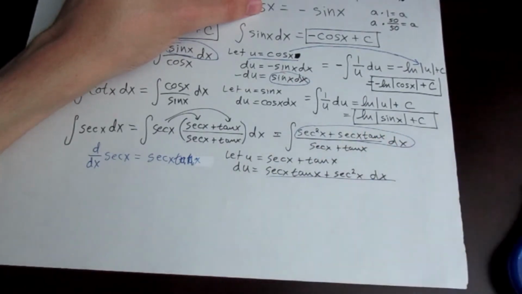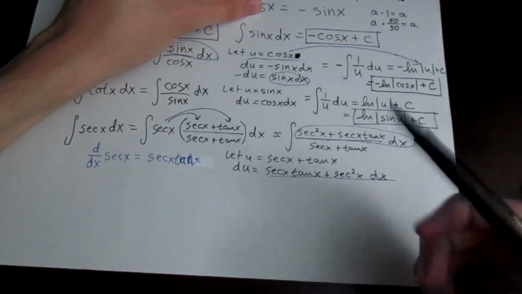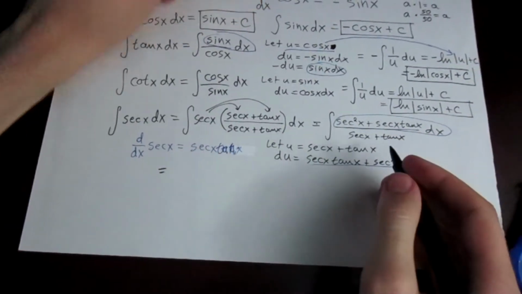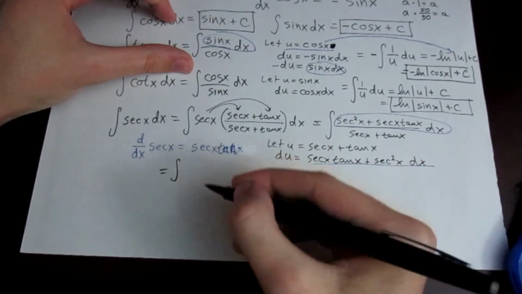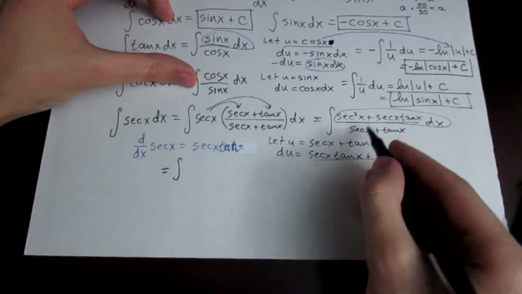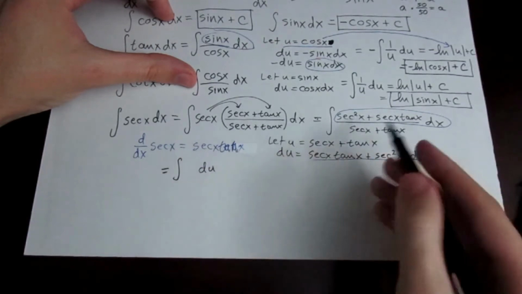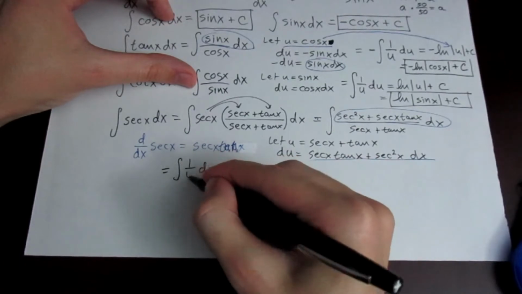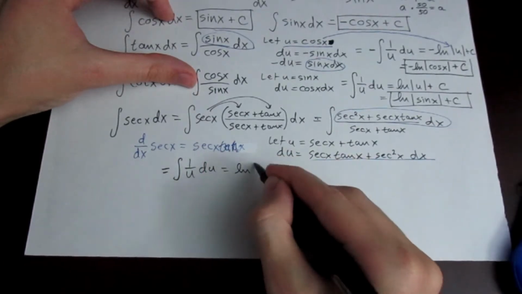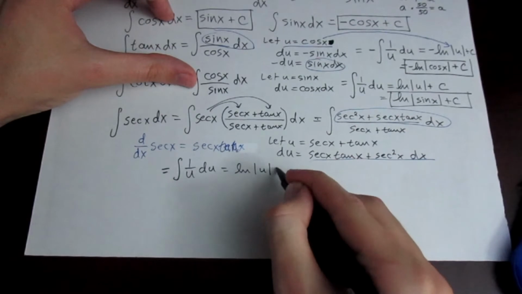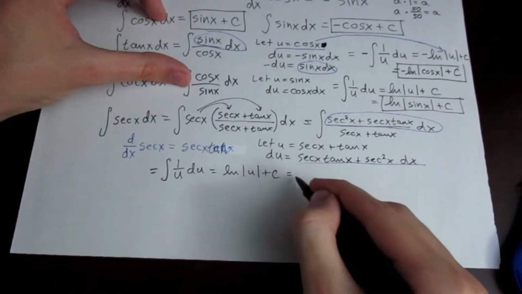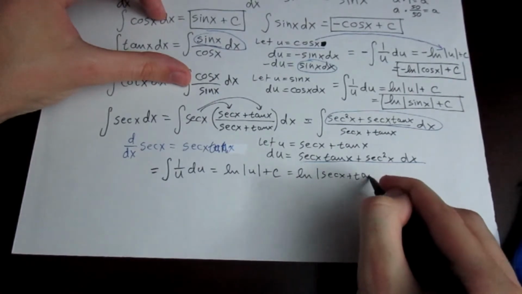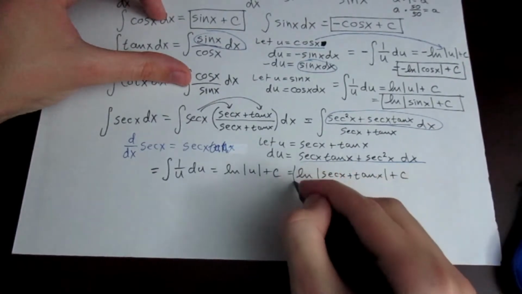We have du, okay? And this becomes a u. So we have this equals to, that becomes du, and this 1 over secant x plus tan x becomes 1 over u, which equals the natural log of the absolute value of u plus c, which equals the natural log of secant x plus tangent of x plus c.